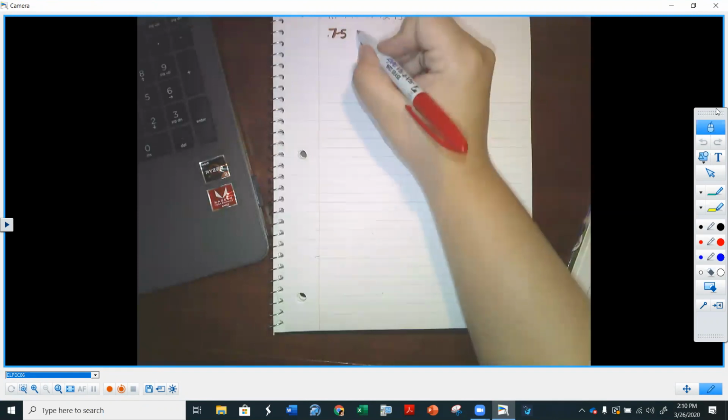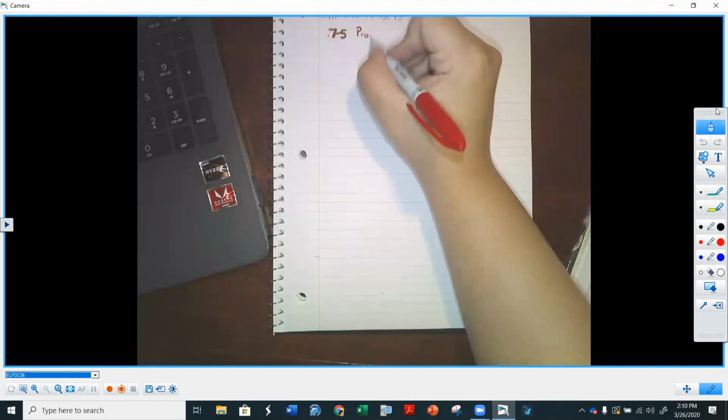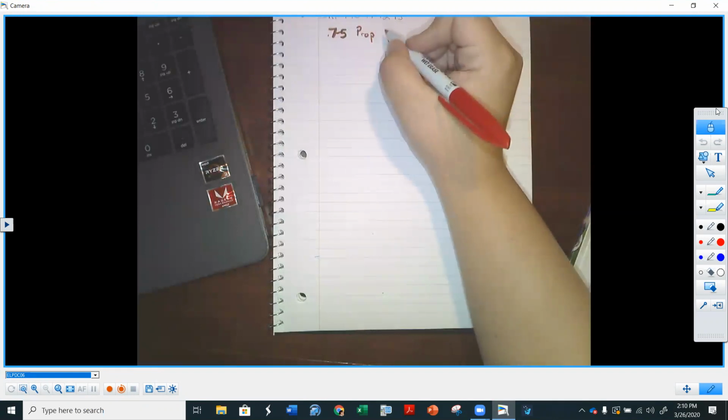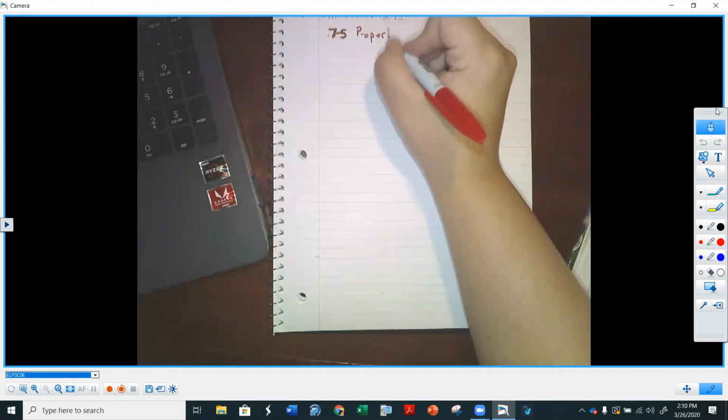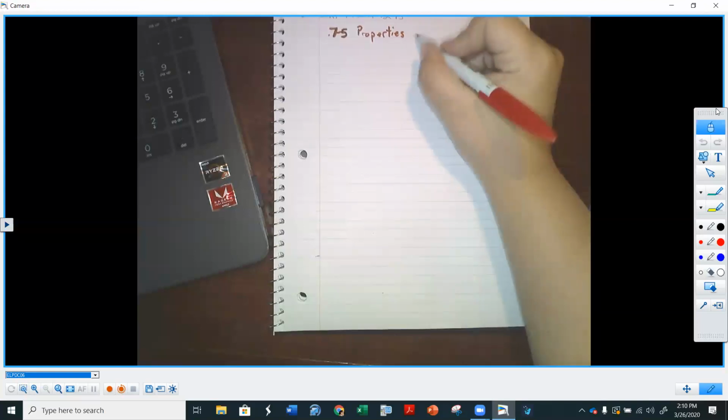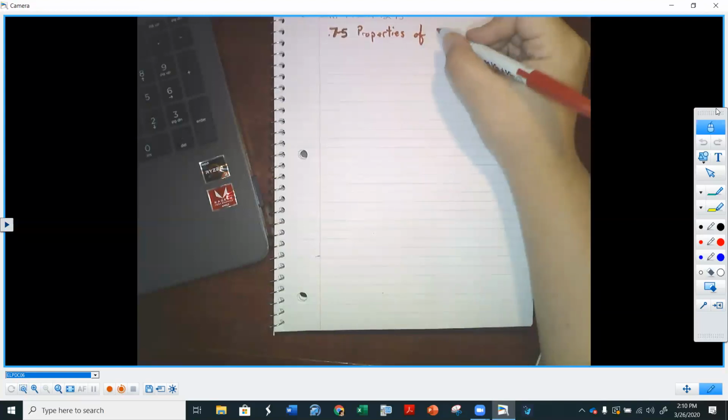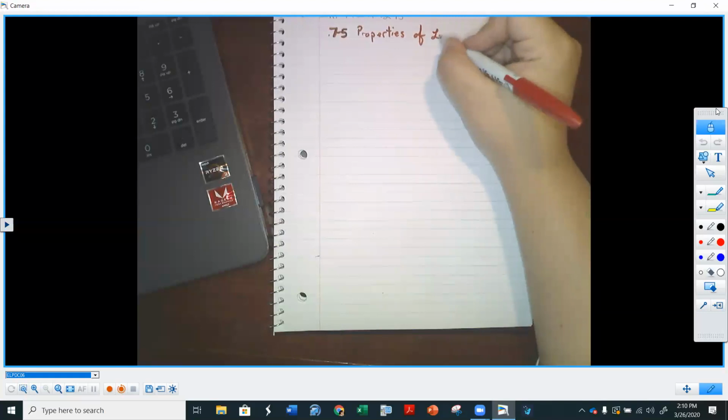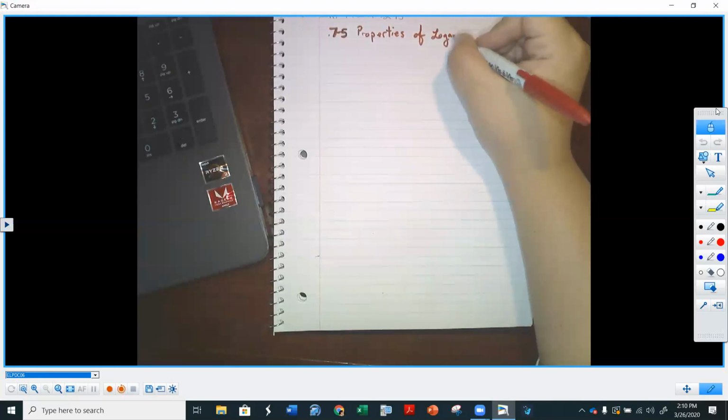Okay, so we're going to do 7.5. This is properties of logarithms. I'm not 100% sure that you guys all did section 7.4. I'm probably going to give some IXLs.